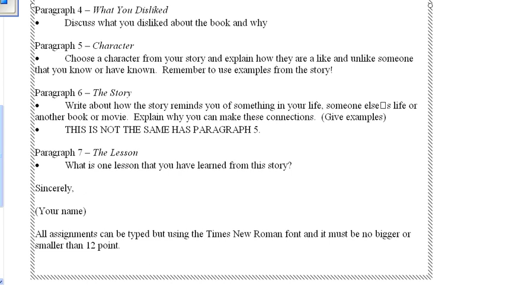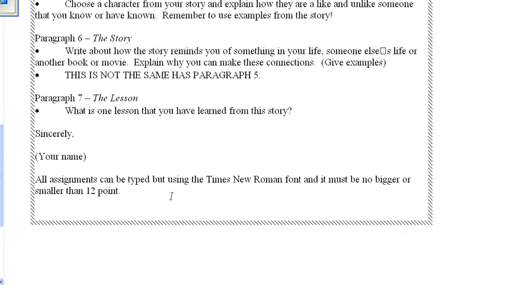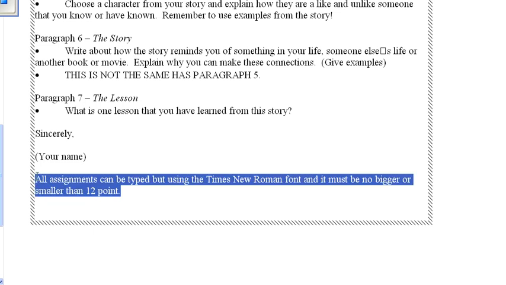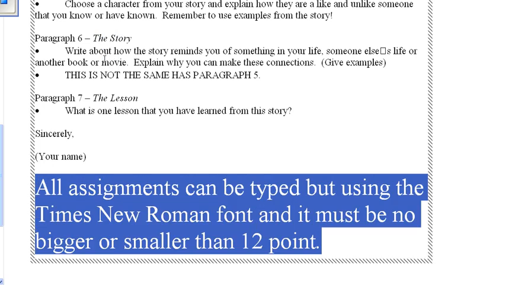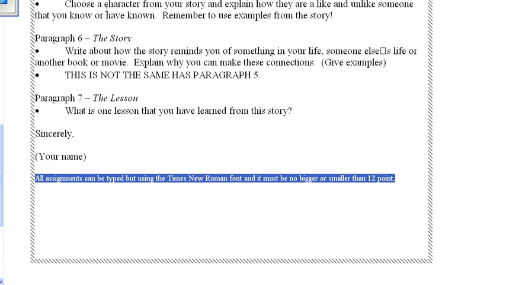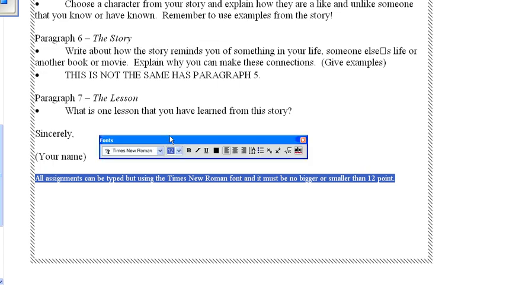And this is the big thing. Some of you like to type bigger. All assignments can be typed, but using the Times New Roman font and must be no bigger or smaller than 12 point. Please don't. I'll give you an example too. So this is what a lot of people do. They give big ones or like this, and that's way too big. 12 actually is like this, but I made it bigger so you can read it. That's 12.